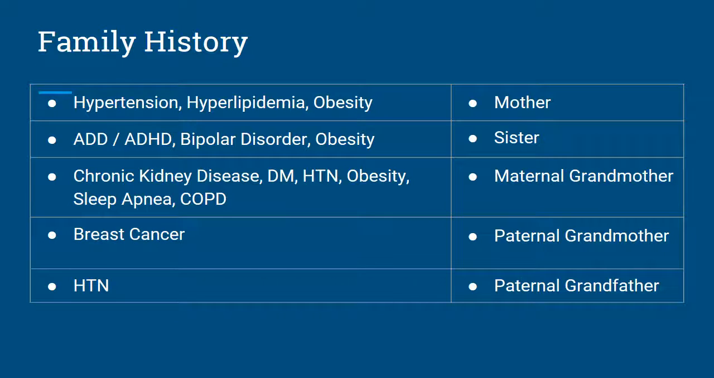The patient has a family history of hypertension, hyperlipidemia, and obesity in her mother; ADD, ADHD, bipolar disorder, and obesity with her sister; chronic kidney disease, diabetes mellitus, hypertension, obesity, sleep apnea, and chronic obstructive pulmonary disease in her maternal grandmother; breast cancer with her paternal grandmother; and hypertension with her paternal grandfather.